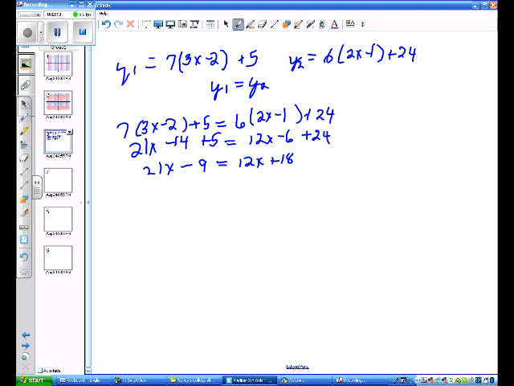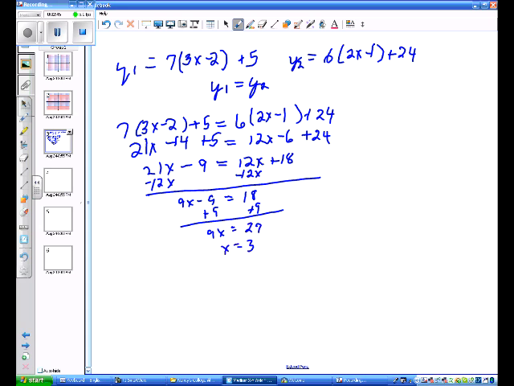After we've removed parentheses and combined like terms, we want to get our variable terms on the same side. So we're going to subtract 12x from both sides, which gives us 9x minus 9 is equal to 18. Then we can add 9 to both sides, and we have 9x equals 27, so x equals 3. So the value that would make both of these equations true is when x equals 3.